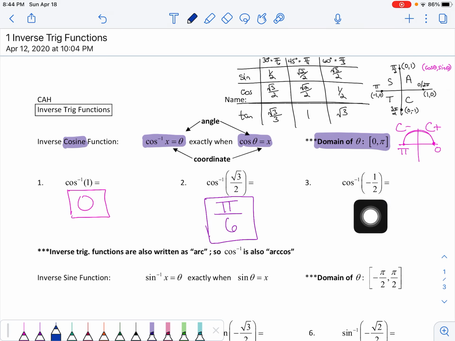Inverse cosine of negative 1/2. Now this one's a little bit tricky because we're dealing with a negative. So first thing I want to do is just find the inverse cosine of 1/2. So inverse cosine of 1/2, which is right here, is pi over 3. However, I need this cosine value to be negative. So I have to figure out in the second quadrant what cosine value would correspond to that.